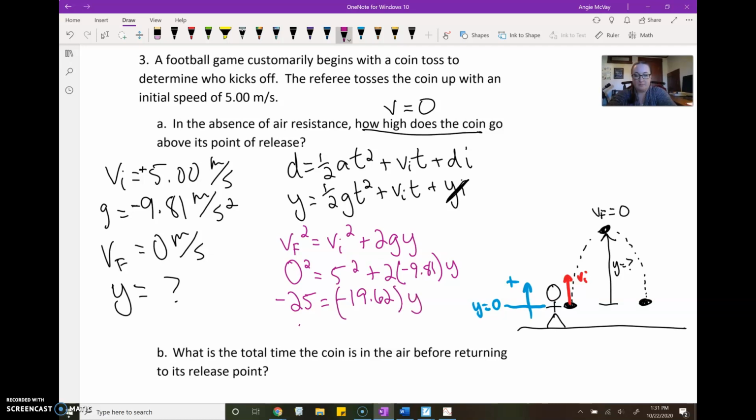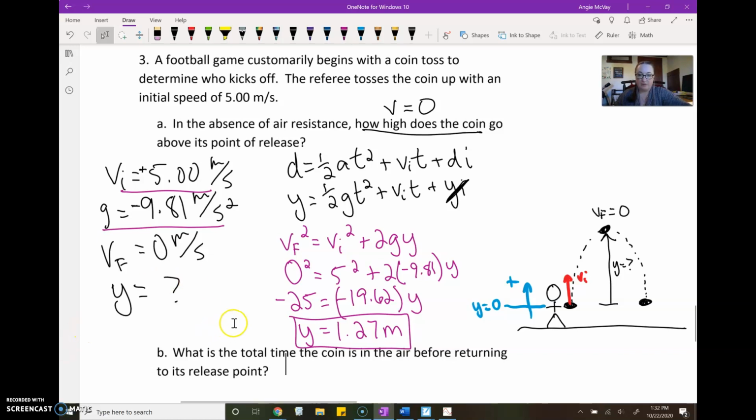times y. And when we solve for y, we get 25 divided by 19.62, which is 1.27 meters. Okay, in my calculator I got 1.274020999, but we're rounding to 3 sig figs because that's what we have available. Okay, so that coin went up to a height of 1 meter 27 centimeters above its point of release.